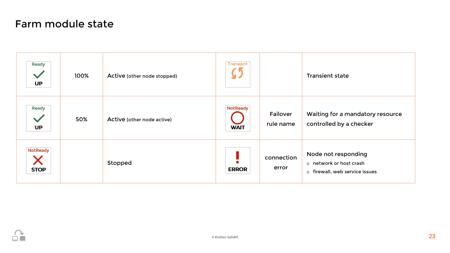When the state is up and the color is green on a node with 50% of the traffic, it indicates that two nodes are running the farm module. The failover is possible in this case. The stop state means that the module is not running on the node. When a state is in transition, it is indicated by an orange color.